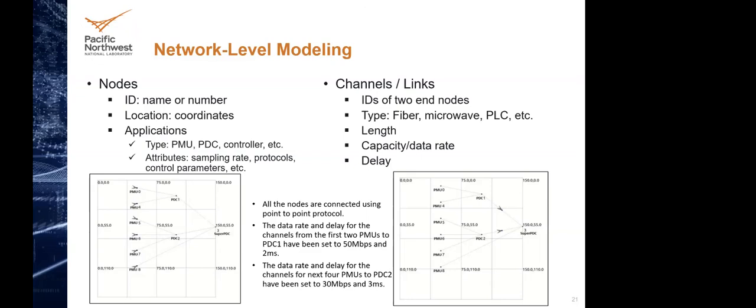So what we have defined differently is how each node is set up. The first 6 nodes are PMUs, and then we have defined the other 3 nodes as PDCs. And we have defined the data rate and the delay for each channel. From the first 2 PMUs to the PDC is set to 50 Mbps and 2 millisecond delay, and the data rate for all other PMUs we set to 30 megabytes per second, and delay as 3 milliseconds. Sorry.